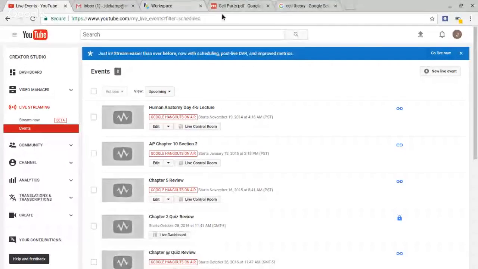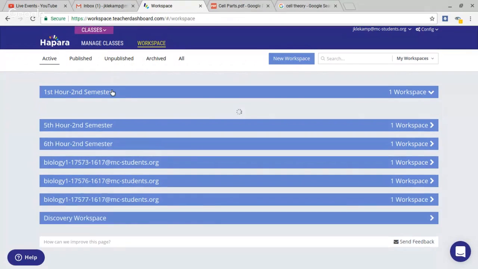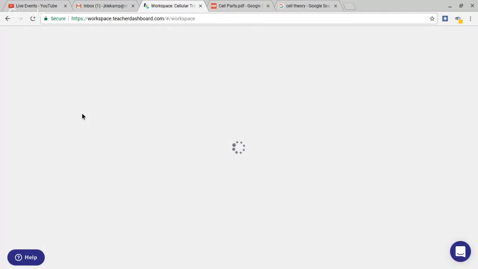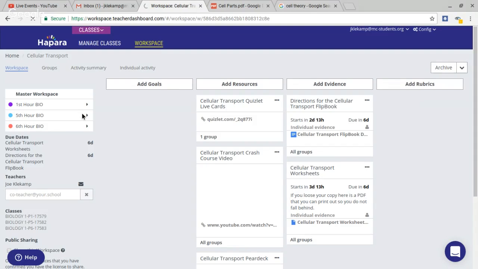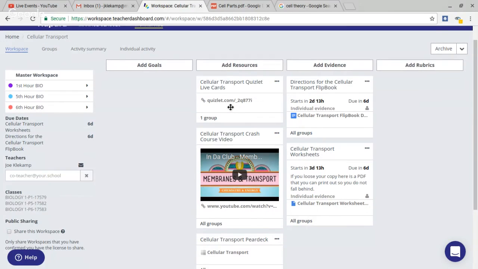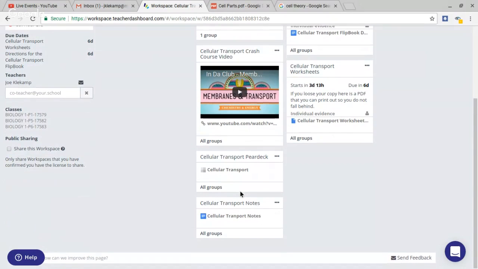So I want to go ahead and go through the cellular transport notes today with you also. So you go to your workspace, you go to the cellular transport workspace, open it up here. As you can see, we have the Quizlet cards, we have the video that was at the end of the Pear Deck, we have the Pear Deck with the images, then we have your cellular transport notes.